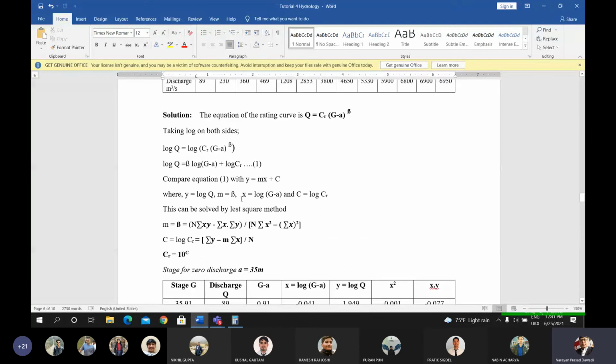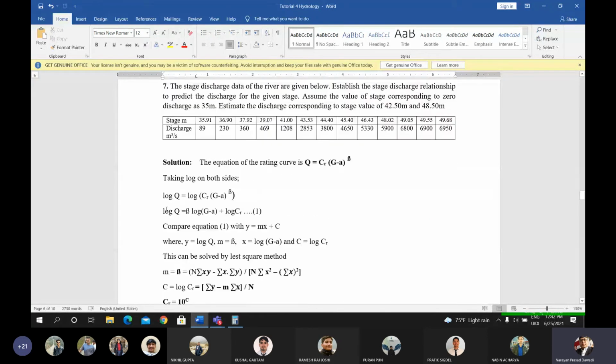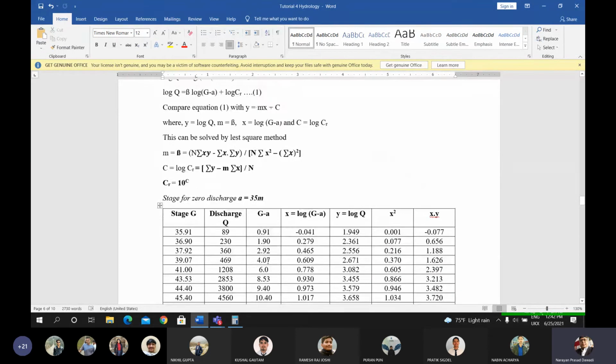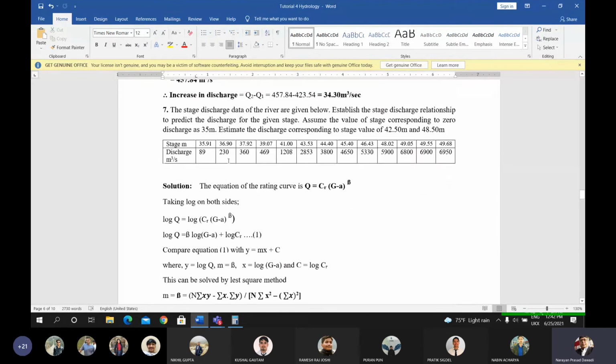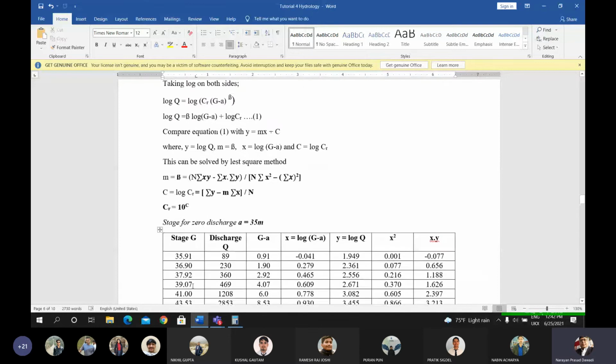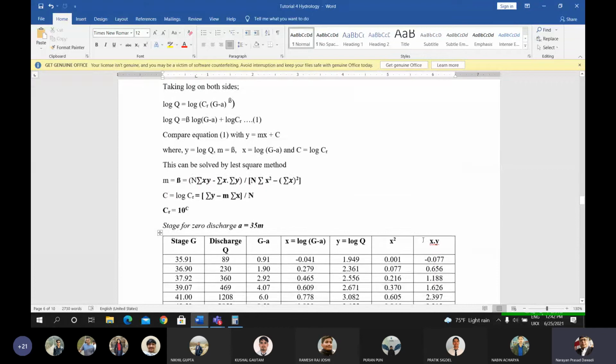This is the theoretical part I have shown here. Now for this, we know y is equal to log Q, where Q is the discharge and G is the stage. A, the stage corresponding to zero discharge, is 35 meters as given in the question. I have copied the stage values from 35.91 to 49.68, and the discharge values from 89 to 6950 are also copied here.